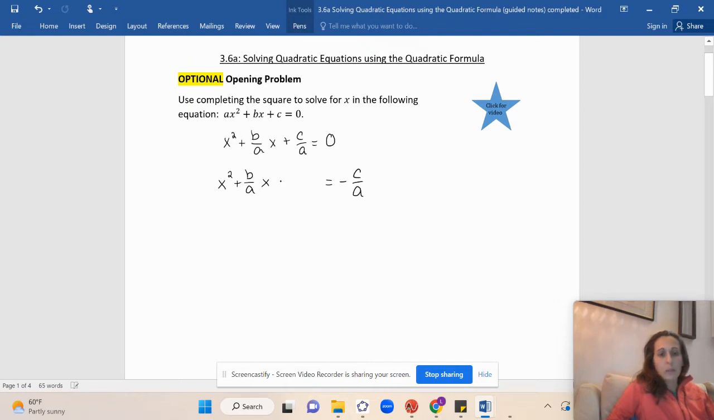And we want to complete the square here. So you may remember, to complete the square, we're going to take b over a and divide it by 2. So we now have b over 2a squared. So we're going to add b over 2a because we divide this term by 2 and square it. So we also need to add b over 2a squared to the right-hand side.